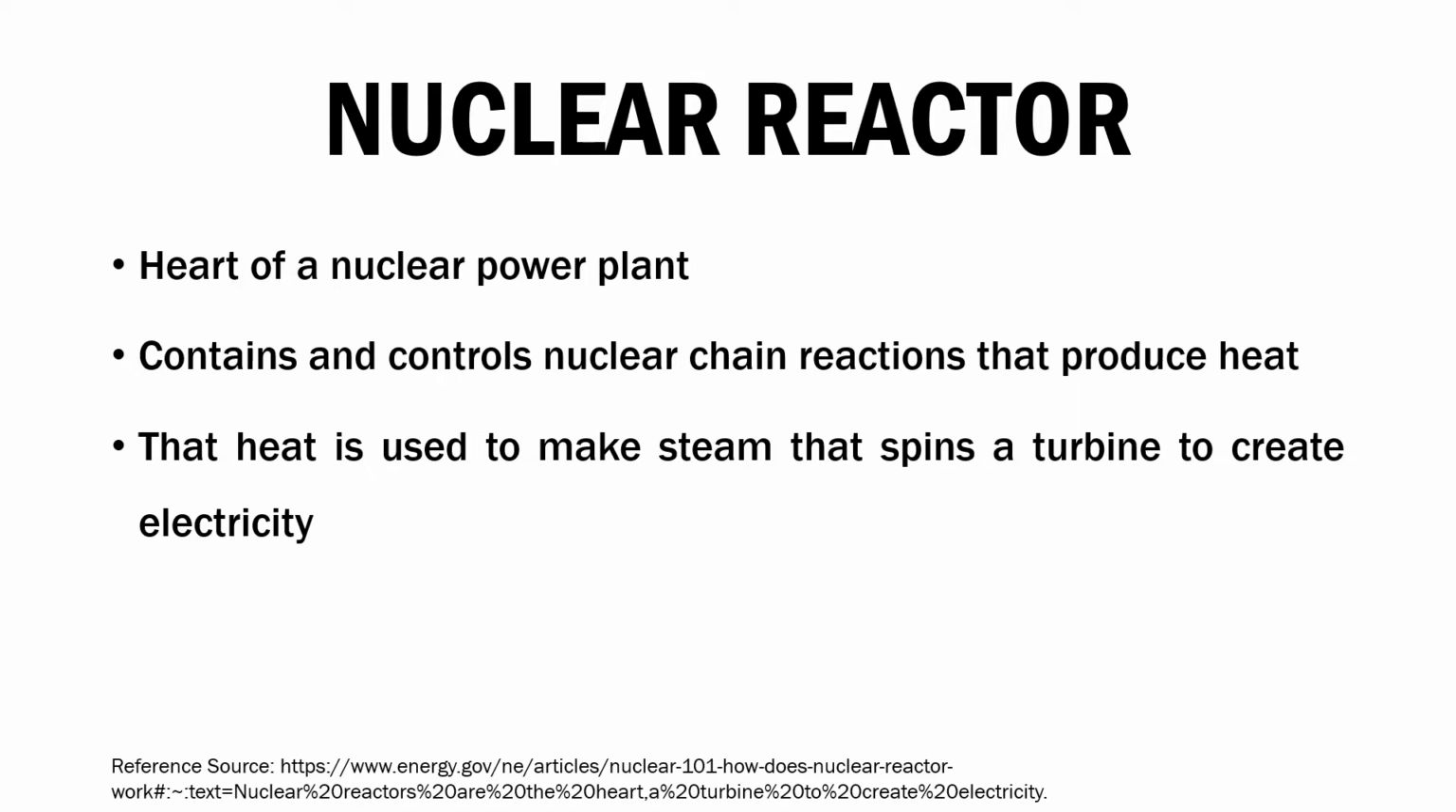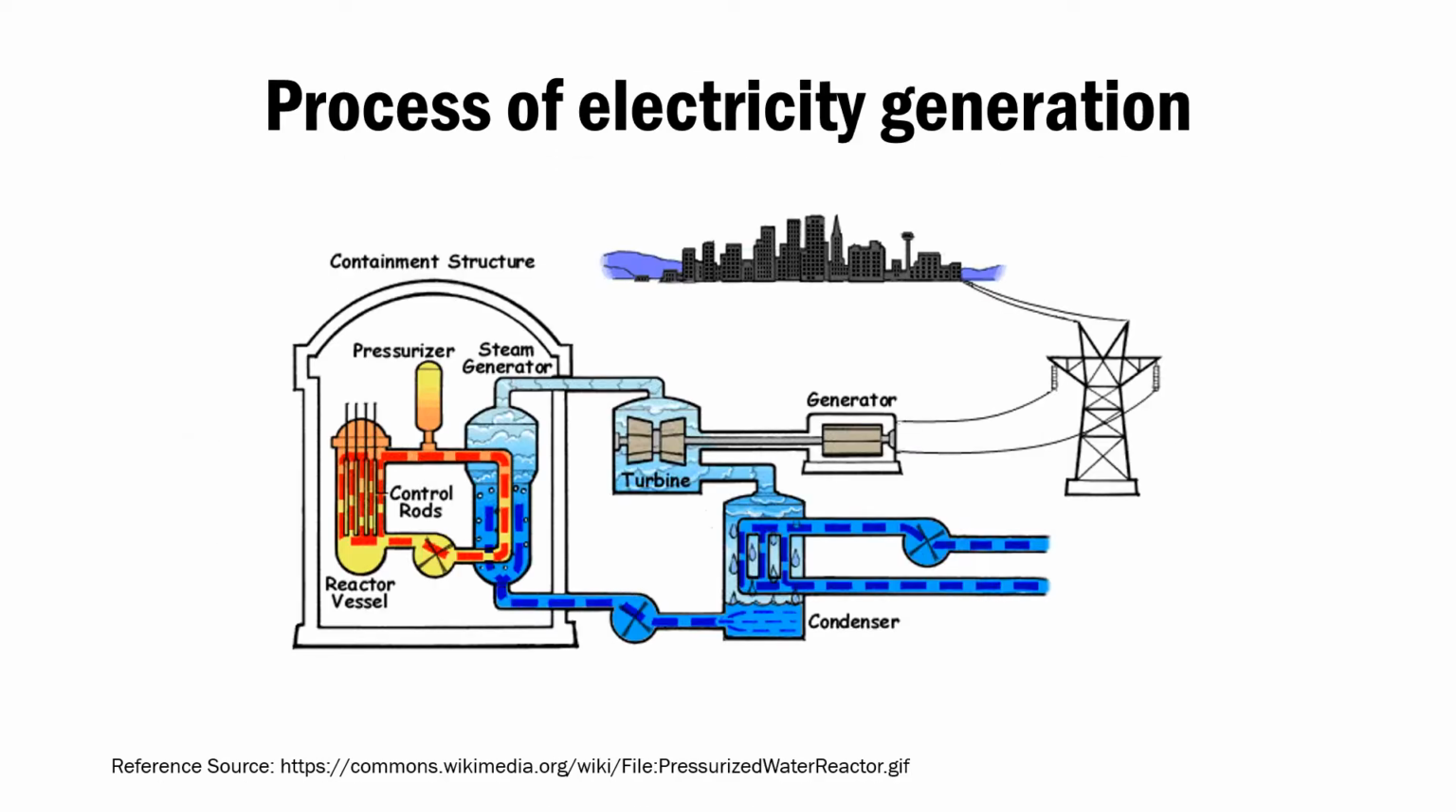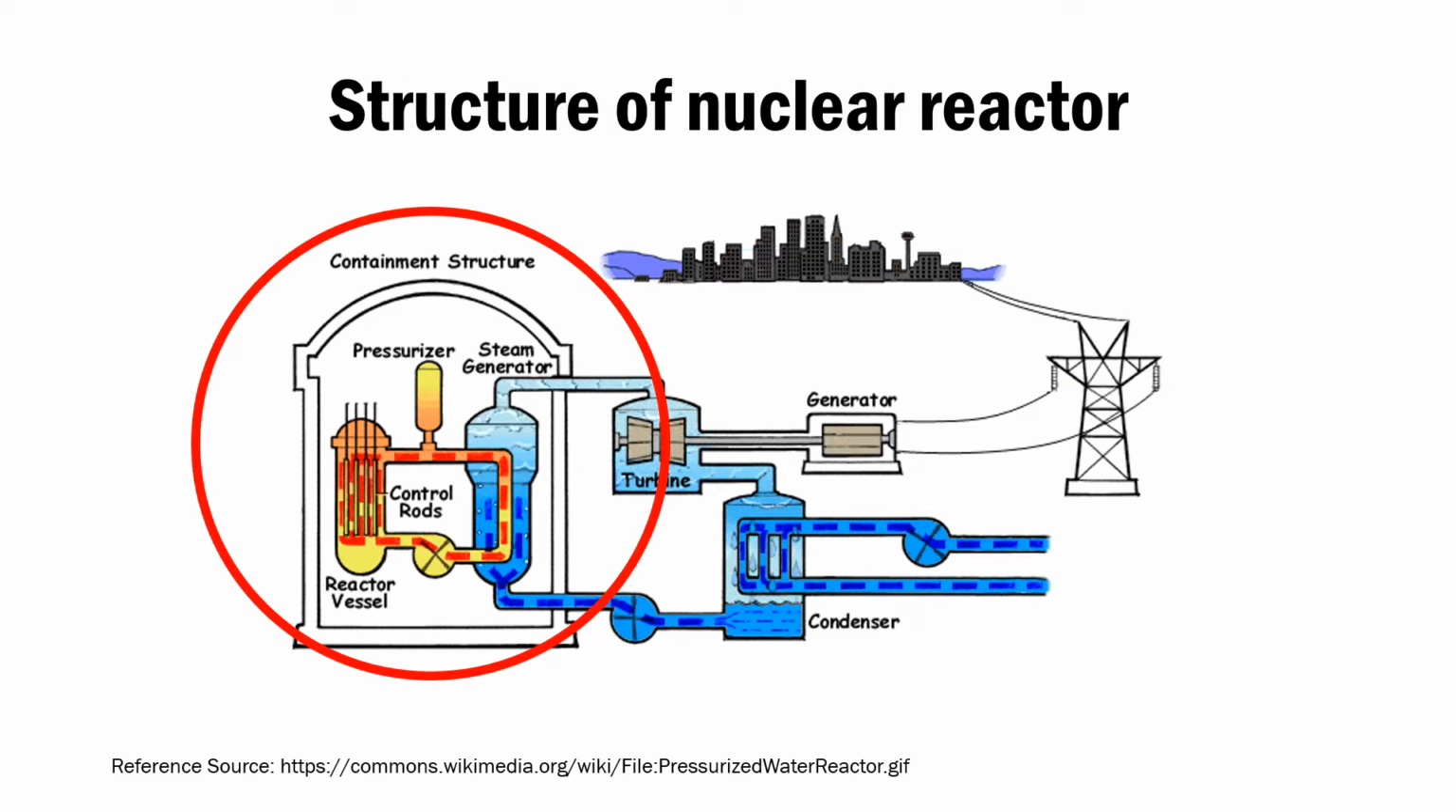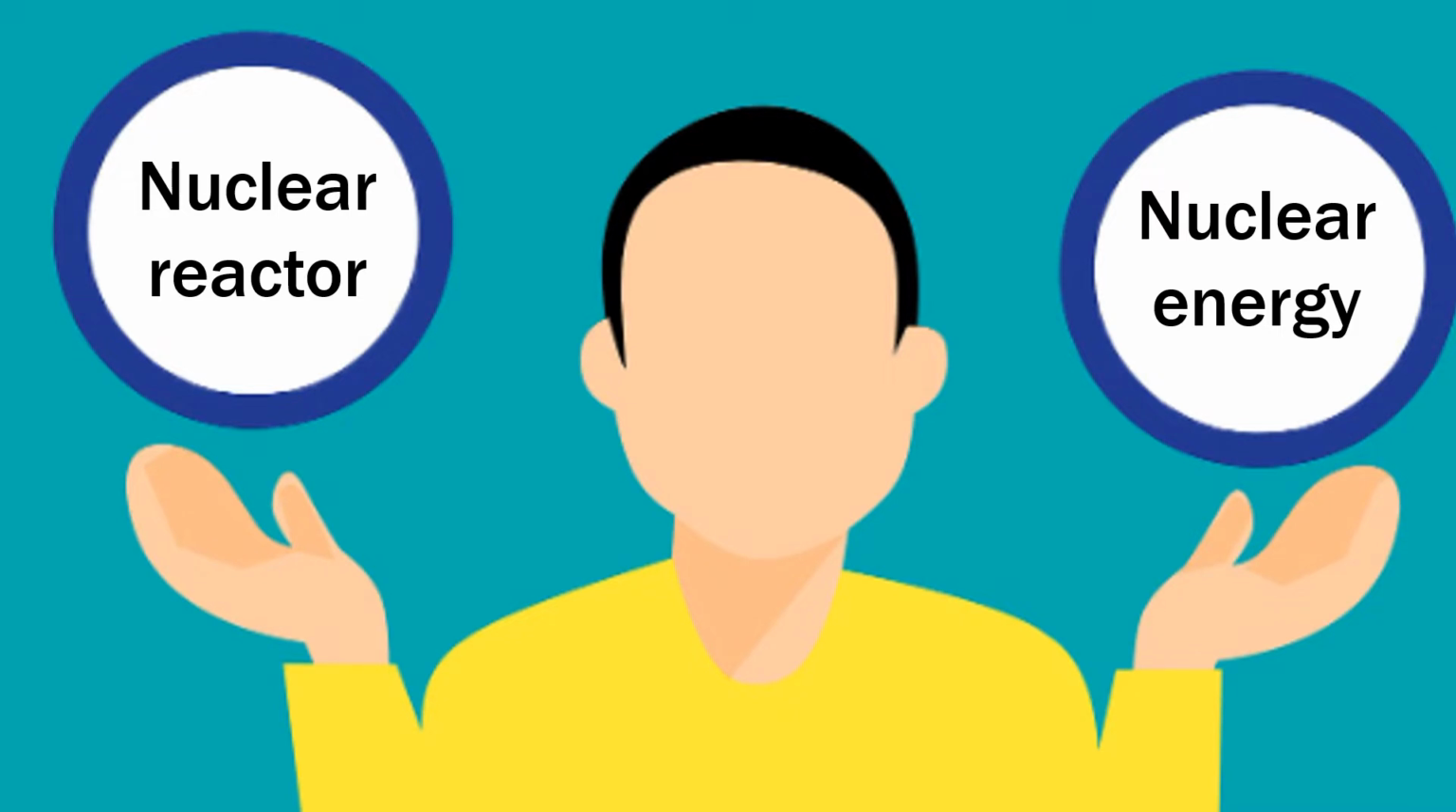And now let me show you a visualized version. This is a visualization of the whole process of generating electricity. The red circle indicates the structure of the nuclear reactor in generating electricity. So, are you eager to know the relationship between nuclear reactor and nuclear energy? Let's get back to the function of a nuclear reactor.